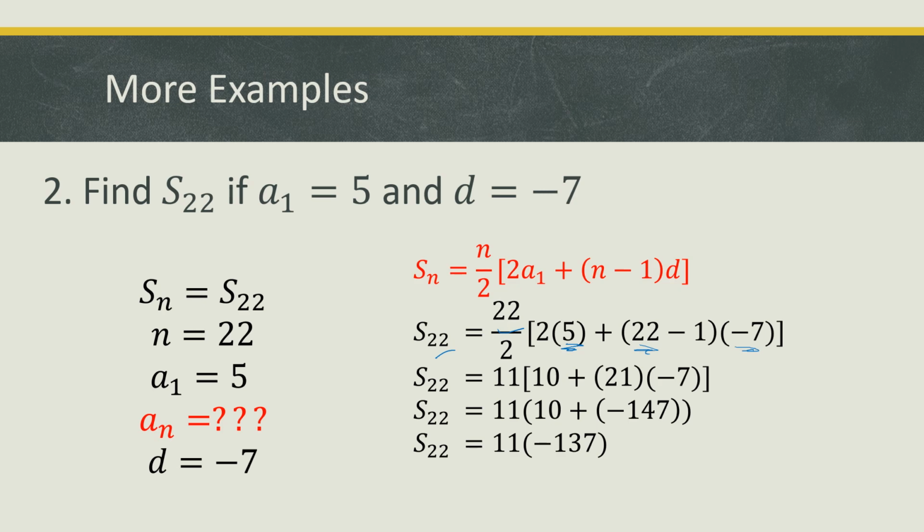This time, we can now multiply it to 11. Then 11 times negative 137 will give us negative 1507. And that is the series of 22 terms.